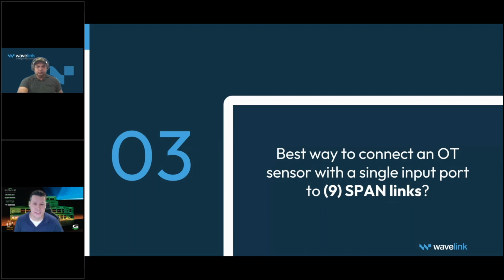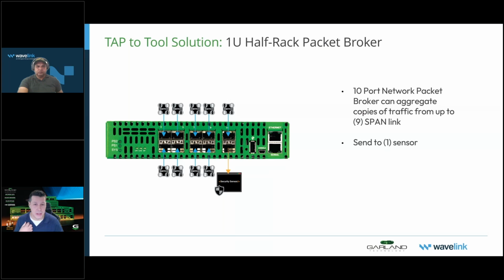The best way to connect an OT sensor to a single span port with 9 span links. A packet broker or network aggregation device. So in this scenario, we're collecting traffic from 9 network span ports, collecting that data, aggregating it, and sending it to one security sensor. And I guess the one thing I'd note here is that you'd need to understand your traffic flows here. It may be 1 gig links or 10 gig links, but we need to ensure that there's no congestion. And so OT environments are ideal for this scenario because they're generally low speed, low bandwidth connections.